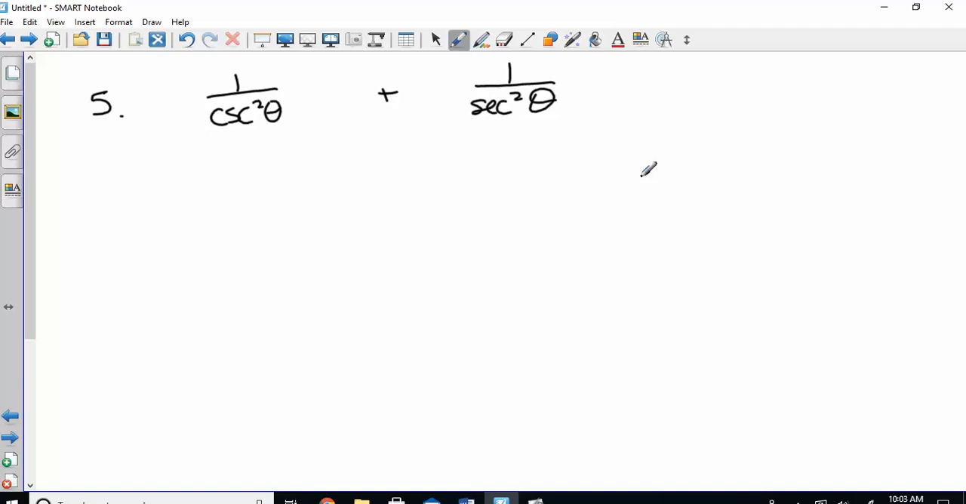What's 1 over cosecant squared? Reciprocal cosecant is sine. So it's sine squared theta? Just, it's not over anything. Plus, what's the reciprocal of secant? Cosine. That has to be the most common error. It is extremely common. What's sine squared theta plus cosine squared theta? 1. And you're done.